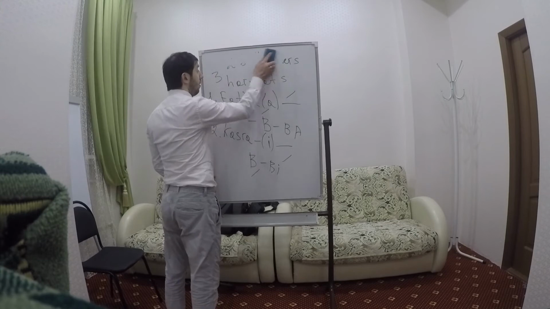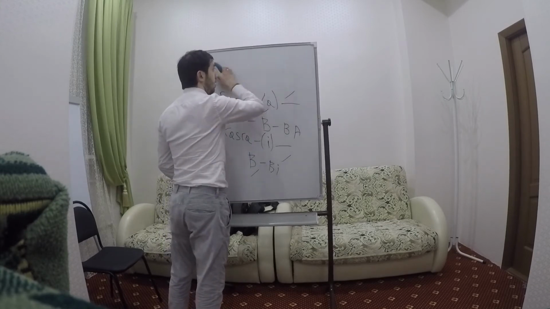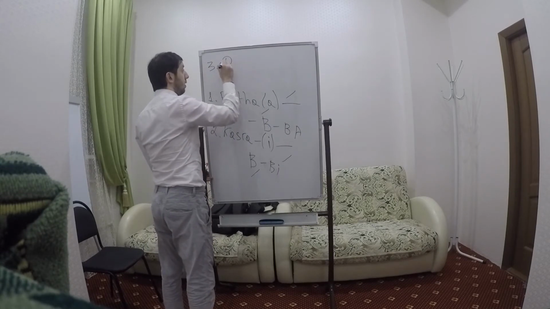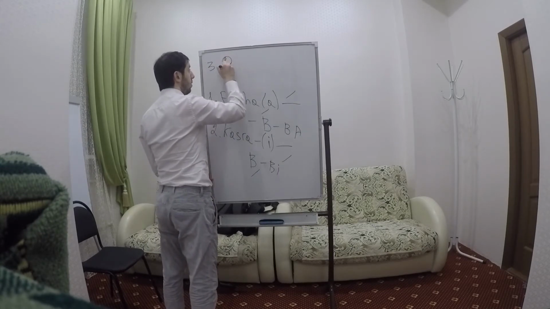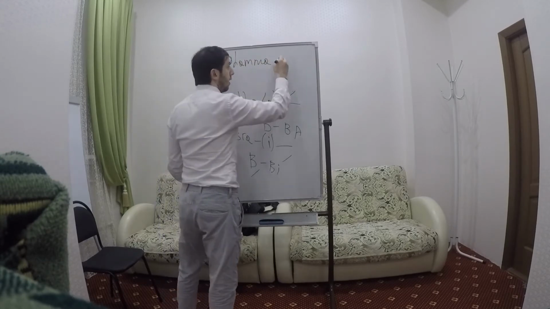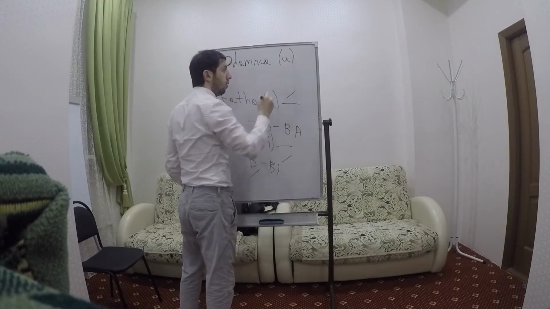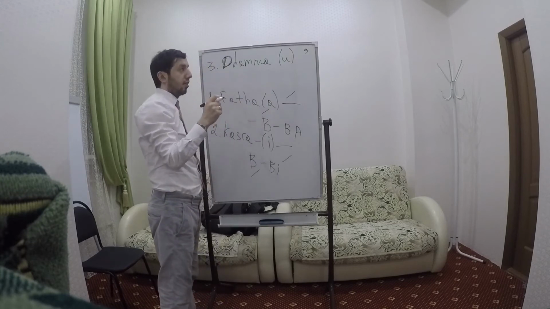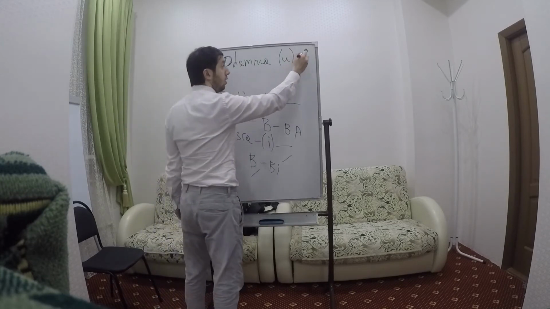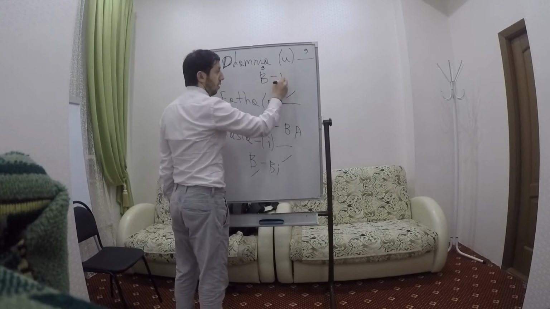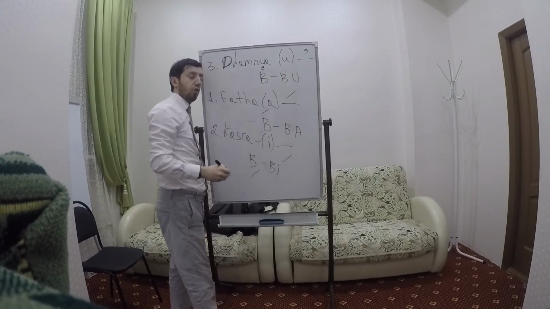The third harakat is dhamma. It is dhamma, and it means u. It's like a little 9, which should be over the letter. So if I put dhamma on the B, for example, it will be bu.